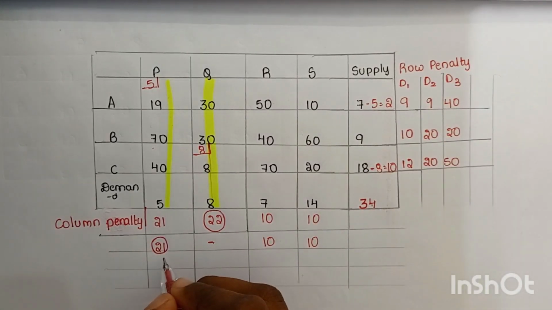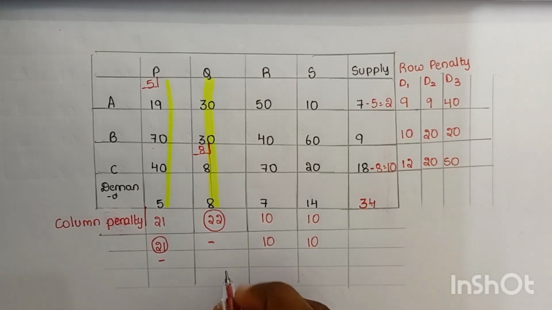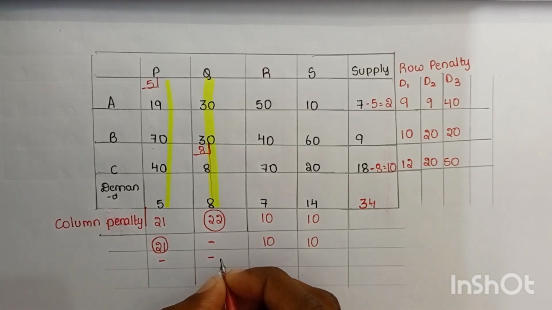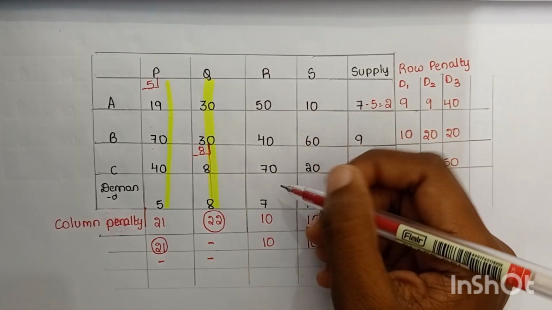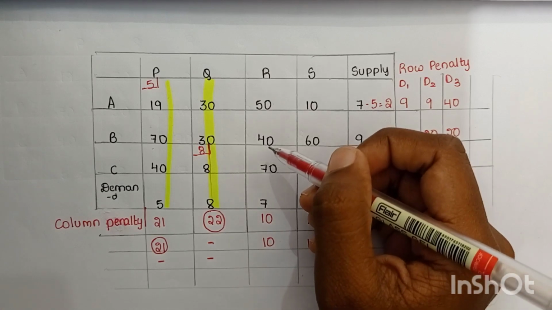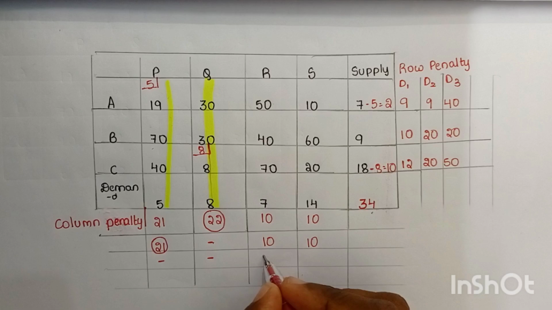We come to the column penalty. Here we have striked off everything, so this is nil. We have striked off this column even, so this is also nil. So when we take this column, the values are 50, 40 and 70. The first least value is 40 and the second least value is 50. So 50 minus 40 is 10.